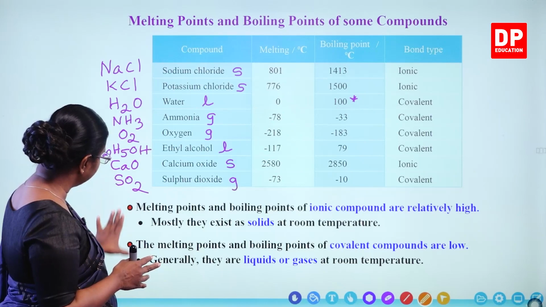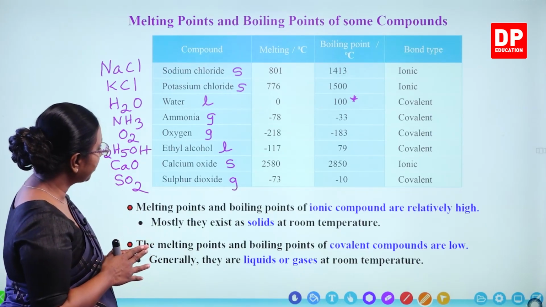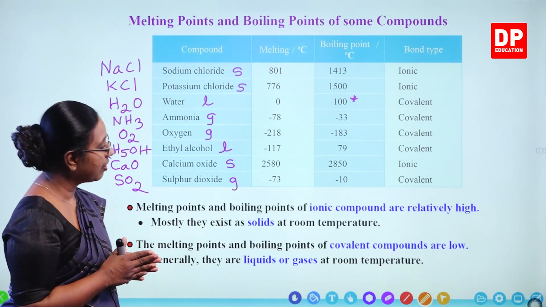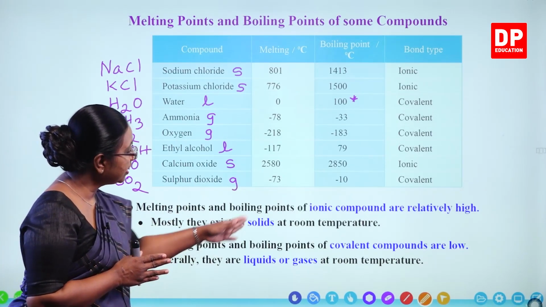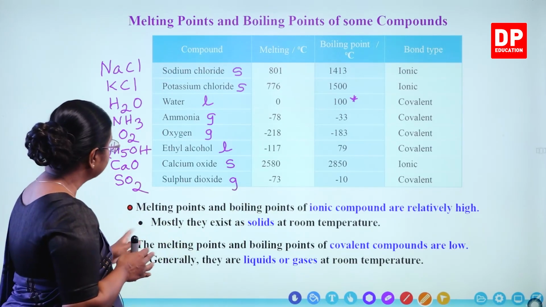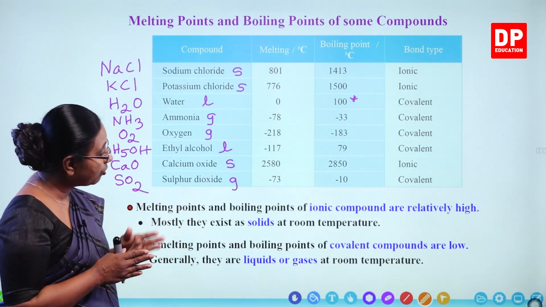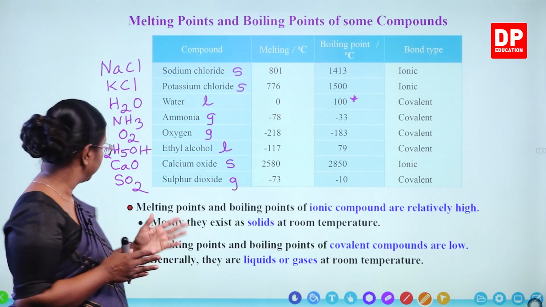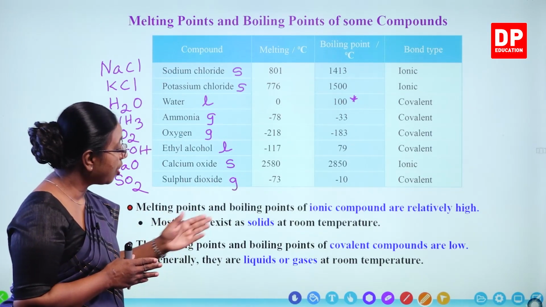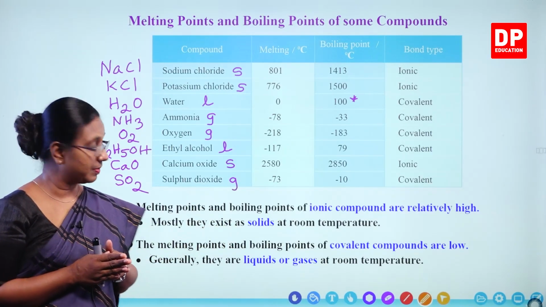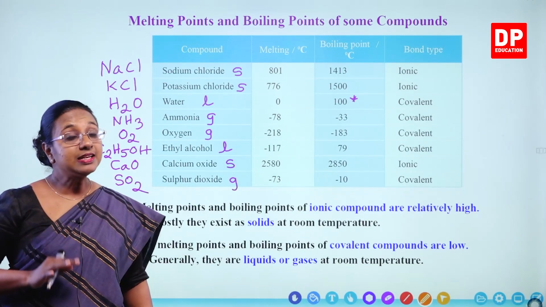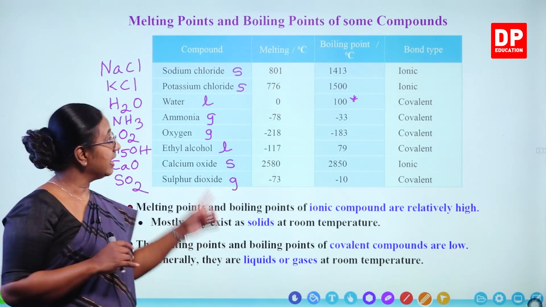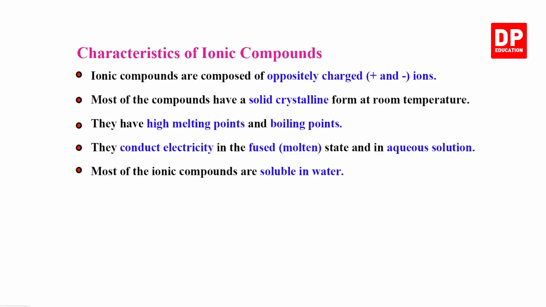So here, if we look at these 2 points, melting points and boiling points of ionic compound are relatively high. Mostly they exist as solids at room temperature. The melting points and boiling points of covalent compounds are low. Generally, they are liquids or gases at room temperature. So you can look at all these properties here. Is that clear to you all, students? So with that, we will move on to some more properties, characteristics of ionic compounds.